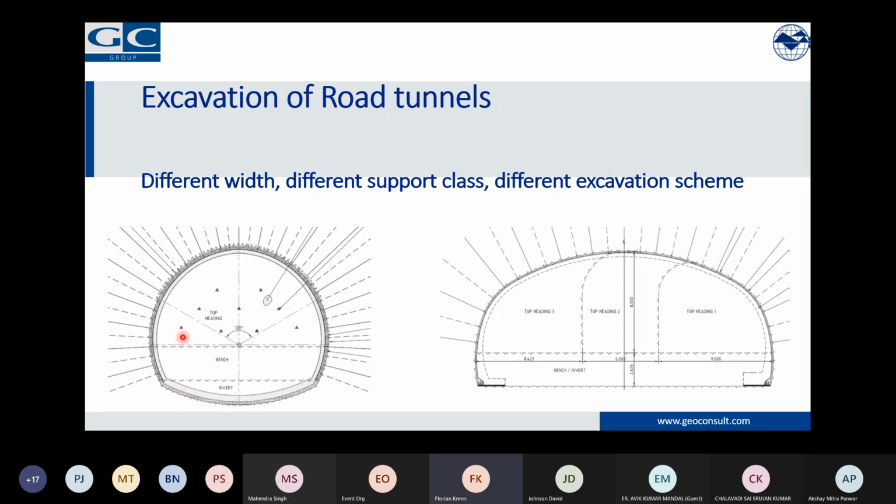But you can see here, there is a face bolting already shown in this support drawing, a relatively dense pattern of rock bolts. Even 4 poles are shown here. So that means for this support class, the rock mass quality expected is not so good. We have to stabilize the face, and we'll go with the top heading and the bench separately, and later on with the ingot excavation.